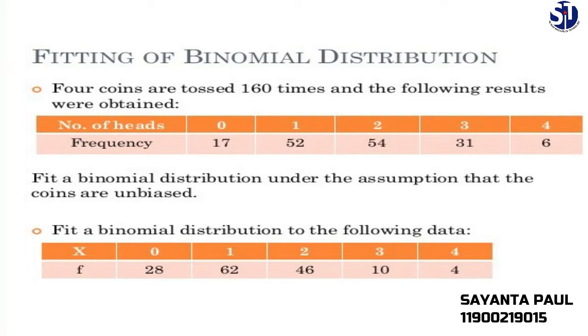Fitting of binomial distribution. 4 coins are tossed 160 times and the following results were obtained. If the number of heads is 0, the frequency is 17. If the number of heads is 1, the frequency is 52. If the number of heads is 2, the frequency is 54. If the number of heads is 3, the frequency is 31. And if the number of heads is 4, the frequency is 6.